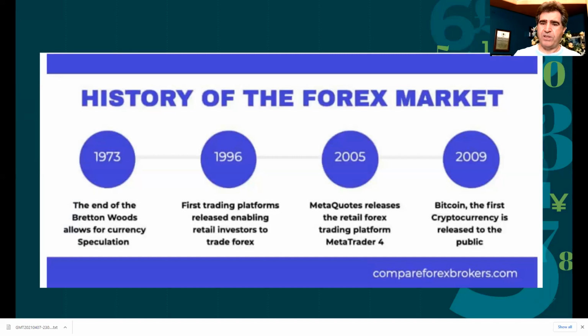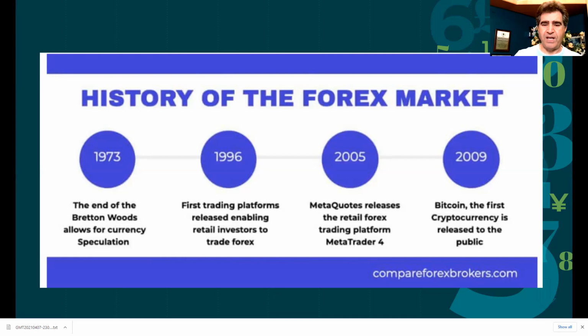A little bit of history of the forex market. In 1973, President Nixon ended Bretton Woods and allowed currency fluctuation and speculation. Remember, they were fixed, and then it was allowed that we were able to actually trade currencies. Then in 1996, the first trading platform was released, so we could have forex trading. I've been involved from the beginning, and I used to be up many hours during the night, and there was always something going on. And that's, you'll see, one of the most exciting parts of forex, being 24 hours a day.